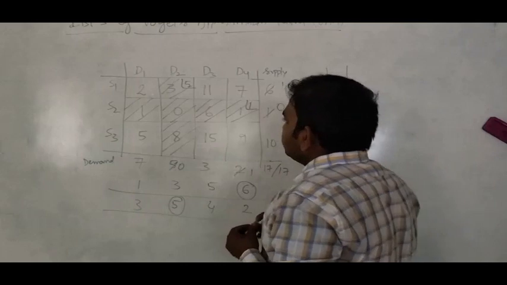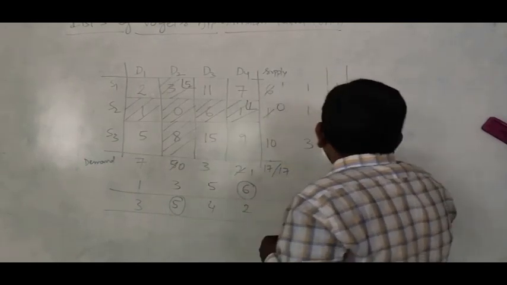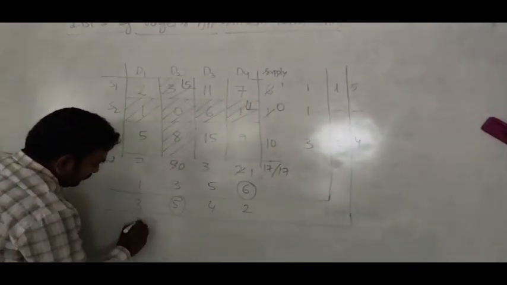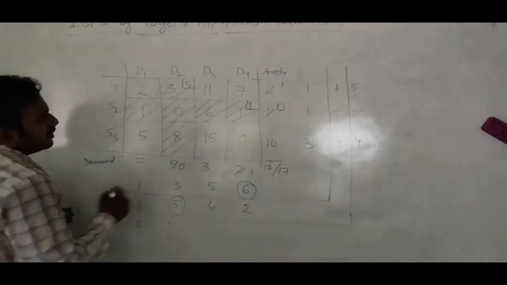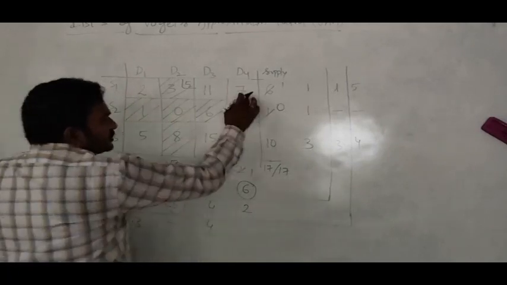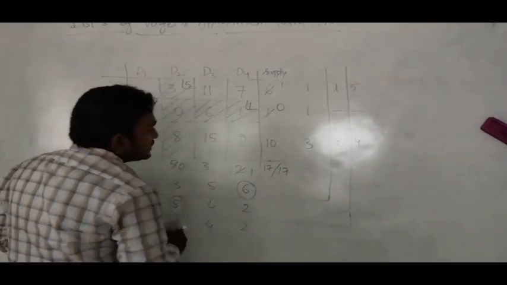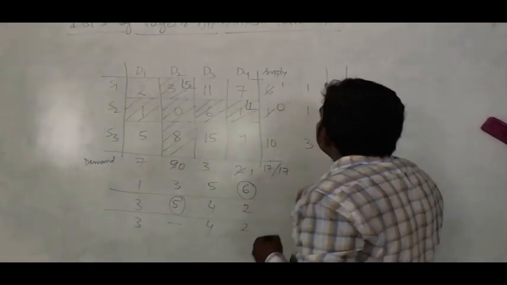This is empty. This is 9 minus 5, 4. The least element is 5 minus 2, 3. Again, this gets empty. And 15 minus 11, 4. And 9 minus 7, 2. Now the highest penalty is, right now it is on the row side, 5.